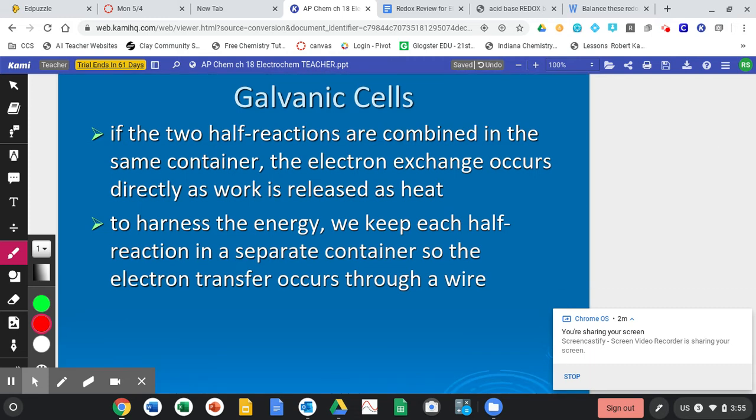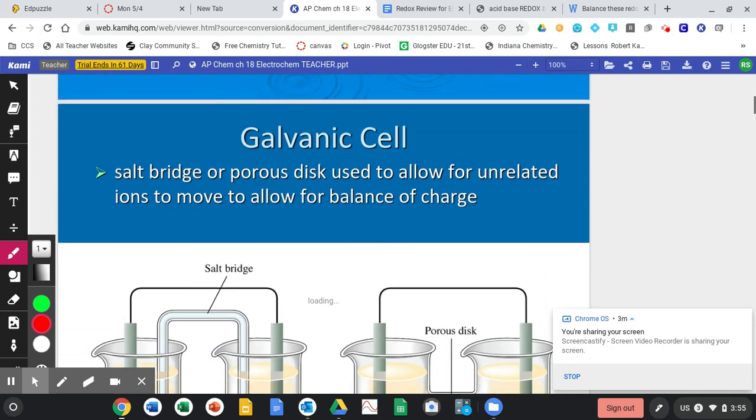If the two half reactions are combined in the same container, the electron exchange does occur directly as work is released as heat. And again, we want it to occur through the wire so we can capture those moving electrons.